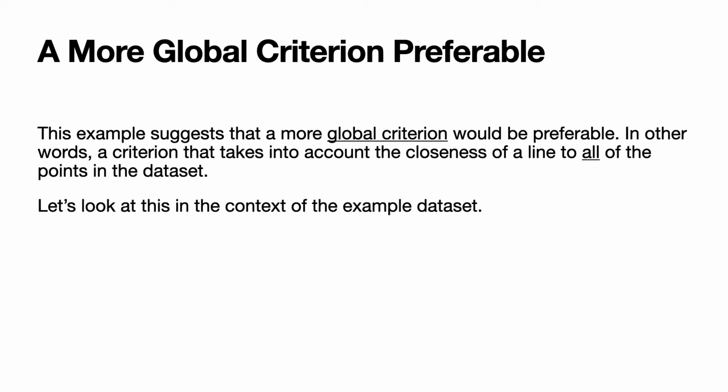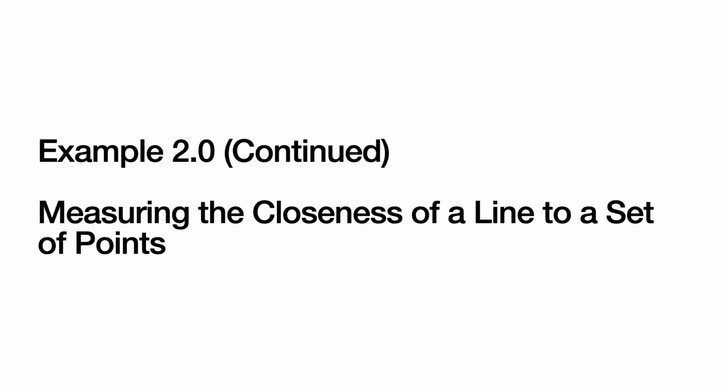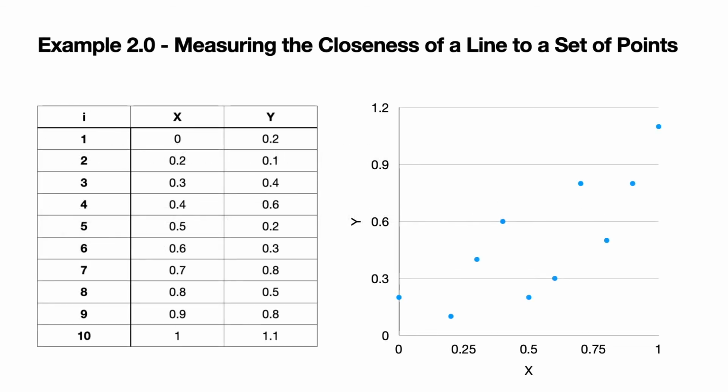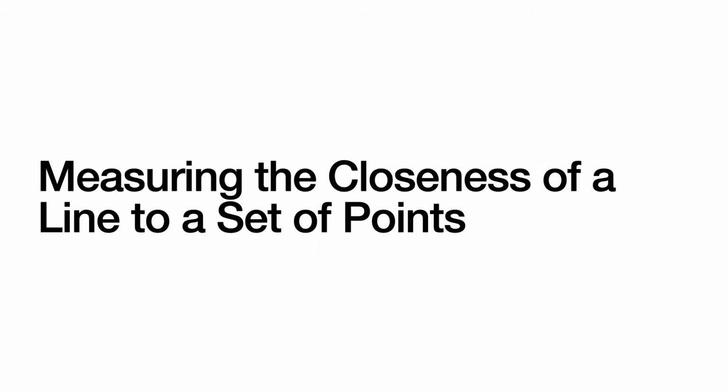Let's look at this idea in the context of our example data set. So this is a continuation of example 2.0, and we're going to be measuring the closeness of a line to a set of points. What exactly does that mean? How can we quantify that? How can we quantify how close a particular candidate line is from a set of points? So here again is our data set of 10 observations along with our scatter plot. And so what we want to do is to measure the closeness of a line to a set of points.